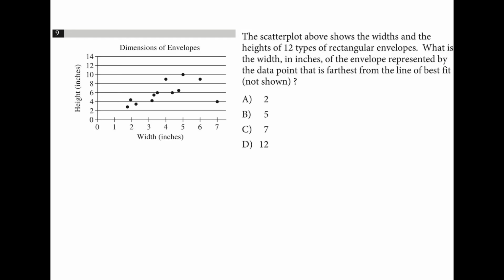If we were to make a line of best fit, it might look something like this. And they want to know which one is farthest away from that. So over here, and they ask for the width, which is 7.